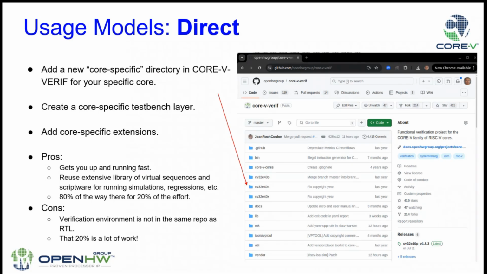So I'll talk about the usage models very quickly. The direct model is the one that most organizations that use CORE-V-VERIF adopt. Basically, you add a directory to CORE-V-VERIF that represents your core. You put the core-specific stuff in there, and then you're off to the races and you're running it. The pros of using this are that you get 80% of the work done for 20% of the effort. The con is that the remaining 20% is a lot of work.